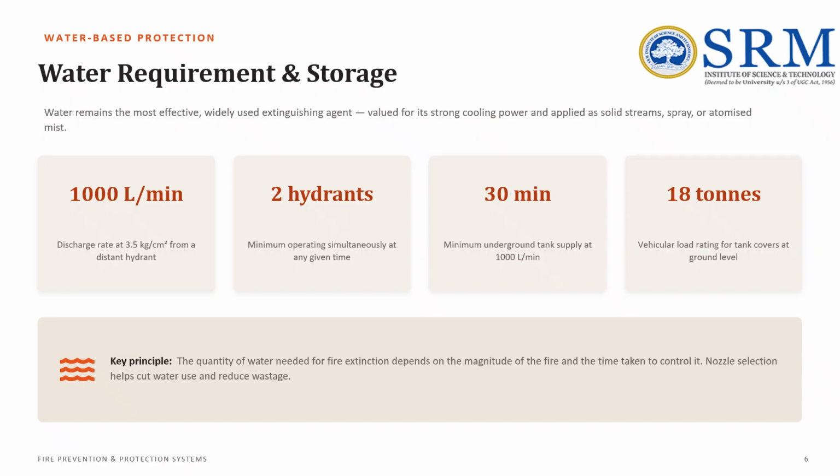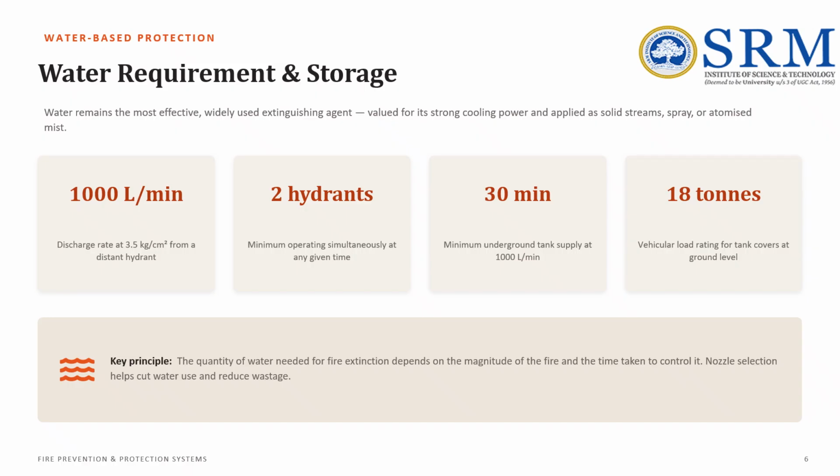Water is the most commonly used fire extinguishing agent because it has excellent cooling properties. Industries require a dedicated water supply exclusively for firefighting purposes. According to fire safety standards, hydrants should provide approximately 1000 liters per minute at a pressure of 3.5 kg per centimeter square. At least two hydrants should be capable of operating simultaneously during emergencies.